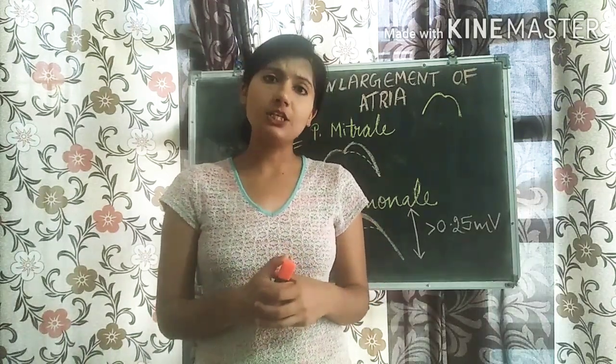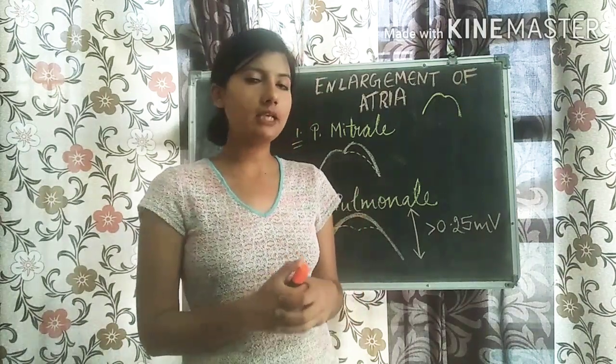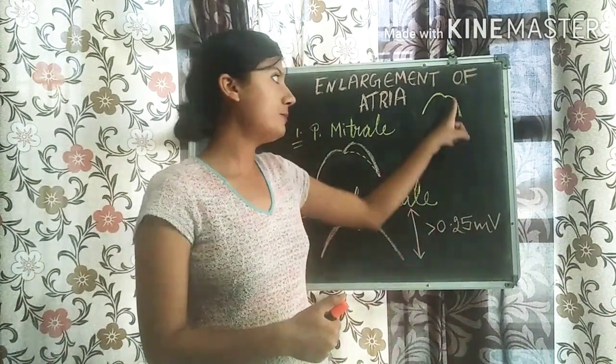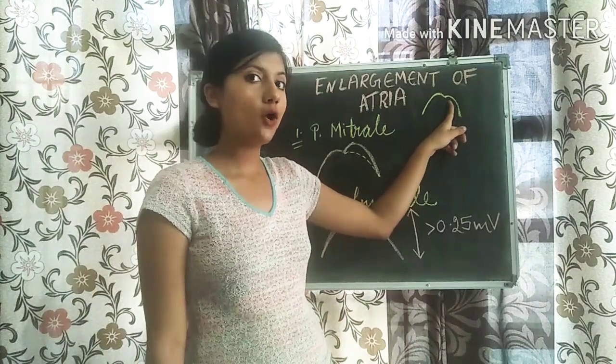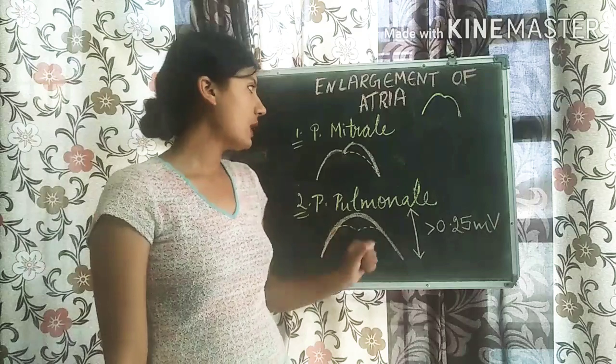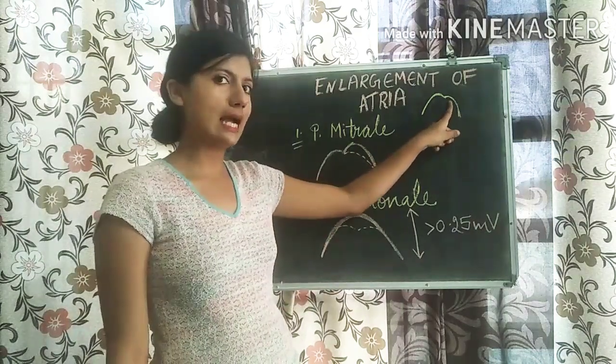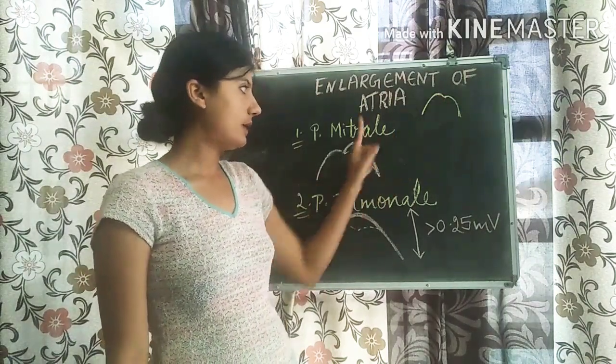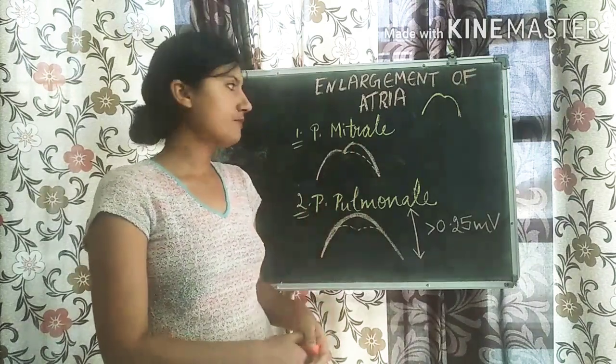So when there is a dilatation of the left atrium, we know the left atrium in the normal P wave represents this second hump over the P wave. But when there is a dilatation of the left atrium, this second hump, which is smaller in size as compared to the first hump, will increase in size.